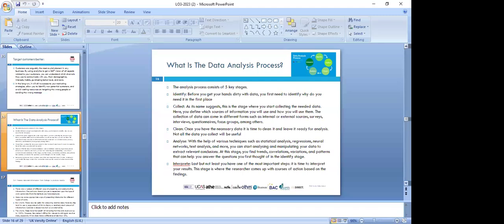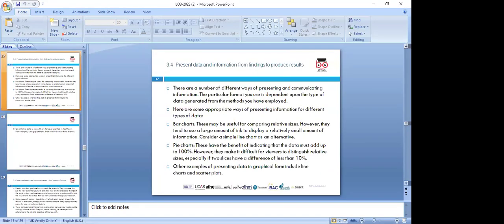And then you analyze, with the help of various techniques such as statistical analysis, regression, neural networks, text analysis, and more. You can start analyzing and manipulating your data to extract relevant conclusions. At this stage, you find trends, correlations, variations, patterns that help you to answer the questions. Very, very important. And then you interpret through pie charts, Venn diagrams, bar charts, histograms. You name them. Right, good. Let's crack on.